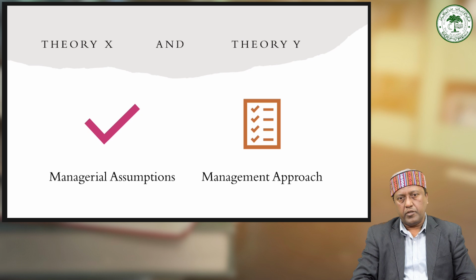And the second approach is the management approach. Theory X aligns with a top-down management style. Managers enforce rules, monitor closely, and make decisions unilaterally. The focus is on maintaining order and compliance.